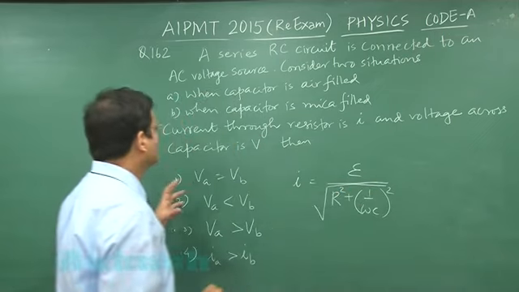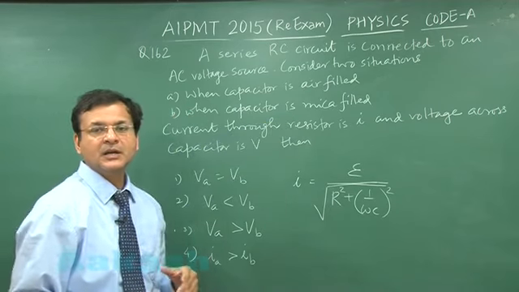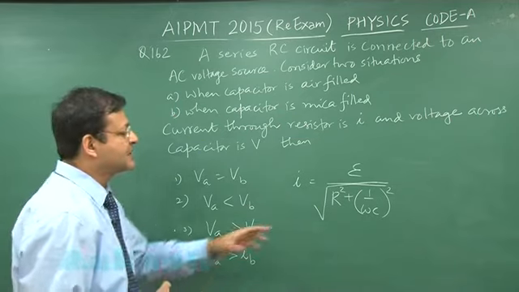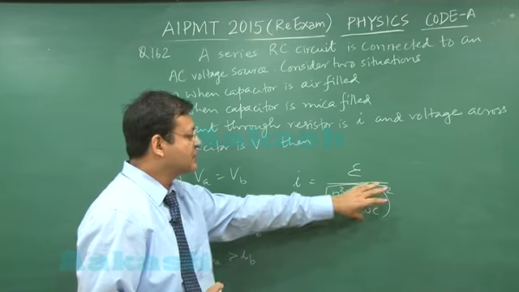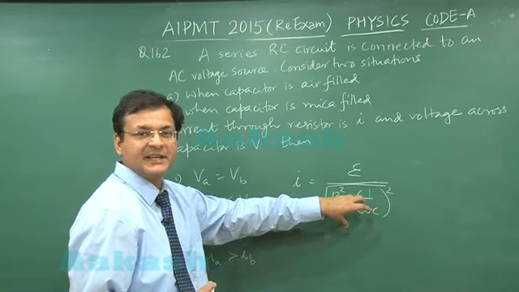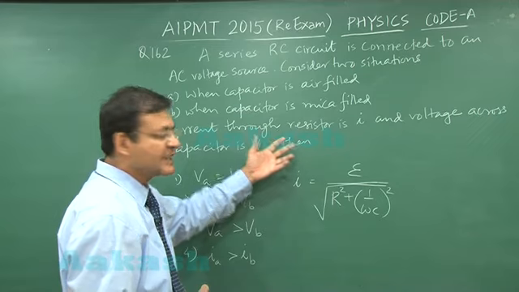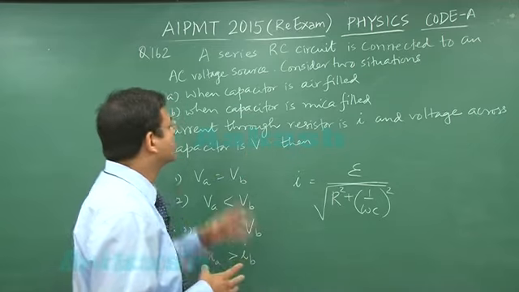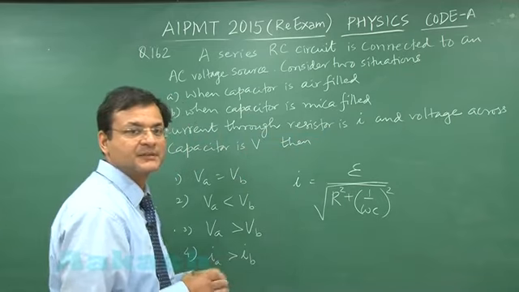You see, in the second situation mentioned here, the capacitor is mica filled, that means the capacity is being increased. If you are increasing the capacity, then this particular denominator is getting decreased. So the current through the circuit will be increasing. If current is increasing, that means the potential drop across the resistor will be increasing.